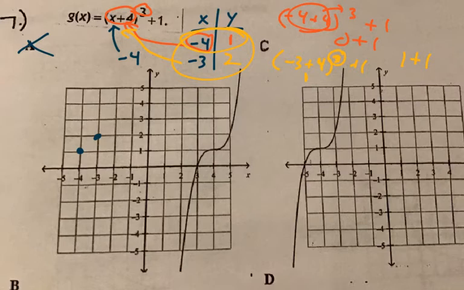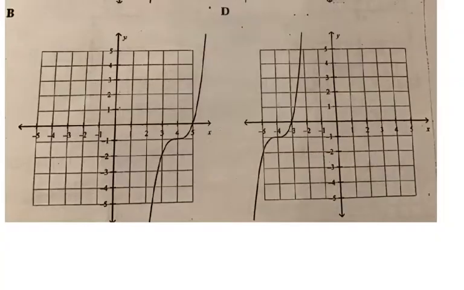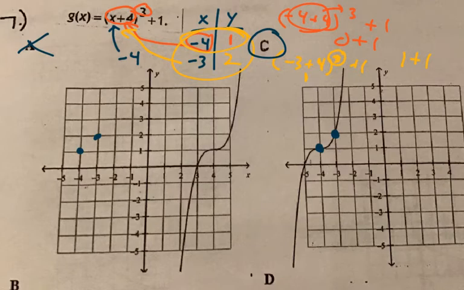Now let's go to C here. Negative 4, 1 is right there. And negative 3, 2 is right there. You know what? I'm going to pick C. Now, if I have time, I'm going to quickly check B and D just to double make sure. Here we go. So negative 4, 1's over here. No good, right? Negative 4, 1's right there. No good. The obvious choice now is C.